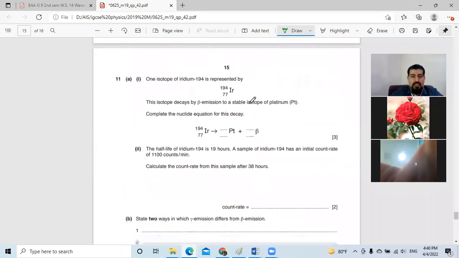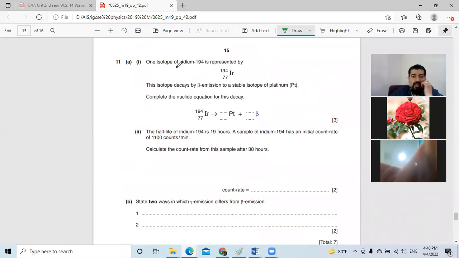Okay, look here, what they ask. One isotope of iridium-194 is represented by Ir 77, 194. This isotope decays by beta emission to a stable isotope, platinum (Pt). Complete the nuclear equation for this decay.